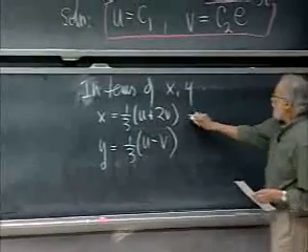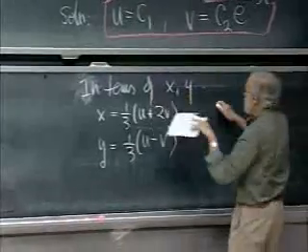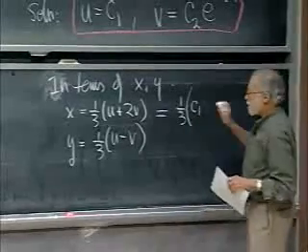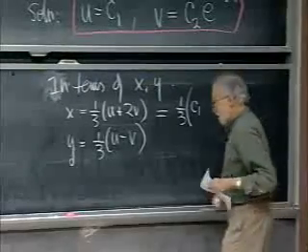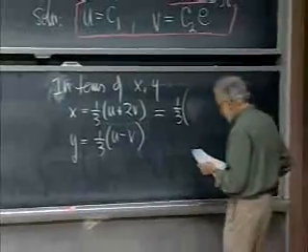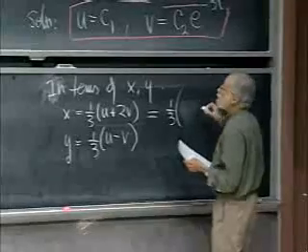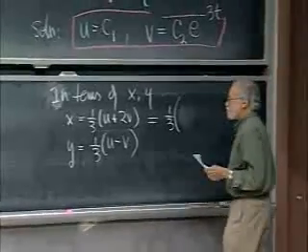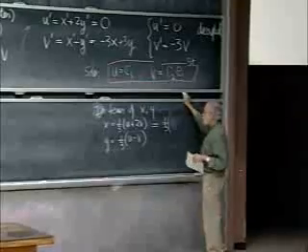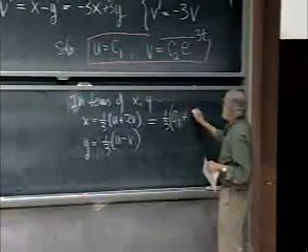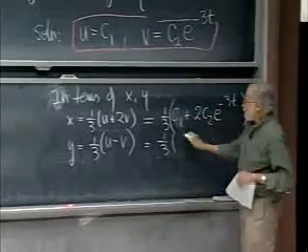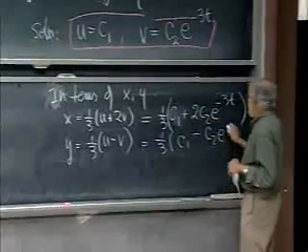And then if you substitute in, you'll see what you'll get is 1/3 of, U is C1, plus, all right, C1 plus 2C2 e to the negative 3t. And this is 1/3, what is it, C1 minus C2 e to the minus 3t.